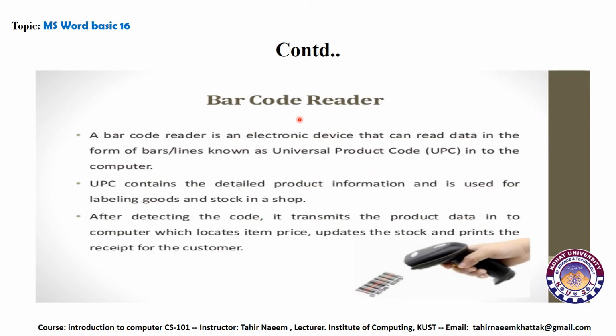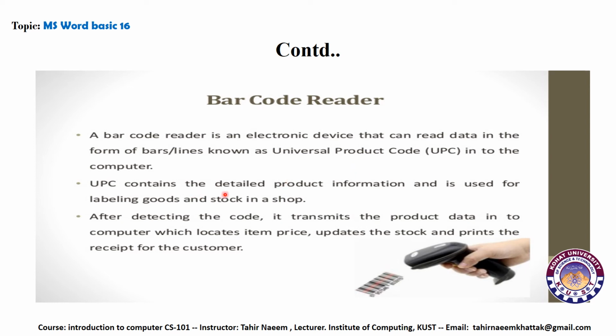Barcode reader. A barcode reader is an electronic device that can read data in the form of bar lines, known as a universal product code, into the computer. If you have observed, every object or product contains a universal product code. In a big supermarket, a barcode reader is used to pick up the price and the type of item which is stored in the universal product code.